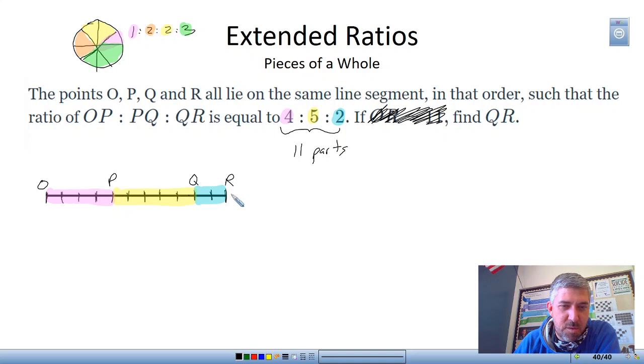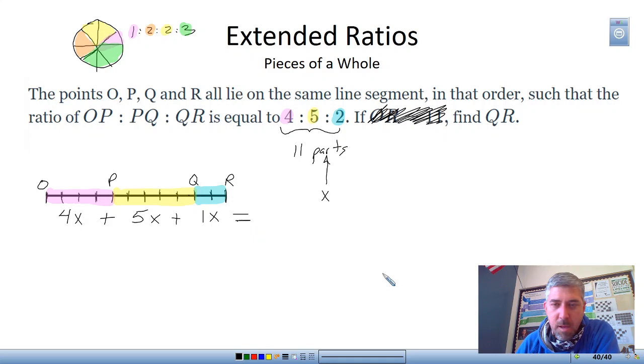But we don't know how big each of these parts are. So what we do is we represent it as a variable. The part is going to be x. So we call this first chunk 4x parts, and then 5x parts, and then 2x parts. If we add these up, then it should be equal to the total length. That's where this part comes in, and it just so happens that it's equal to 11.